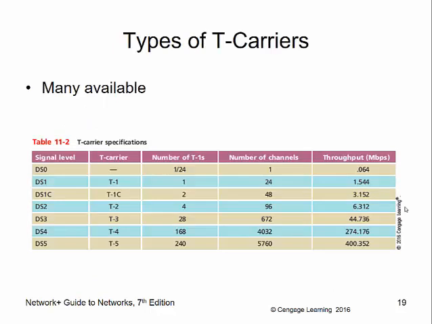The T carriers are just an expansion of the ISDN standard. In fact, ISDN is right here. Signal level DS0, there it is right there, 64 kilobits per second, is exactly that. And if you take 24 of those and put them together, you end up with what's called a T1 connection. That's 24 phone lines put together, is really what it is. Look at my down speed on that, 1.5 megabits per second.